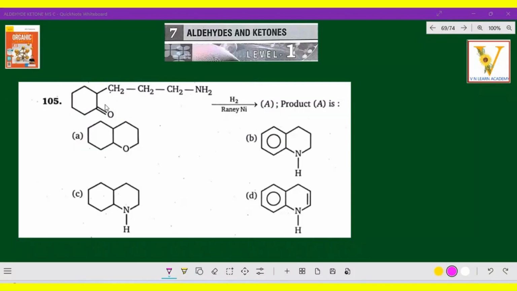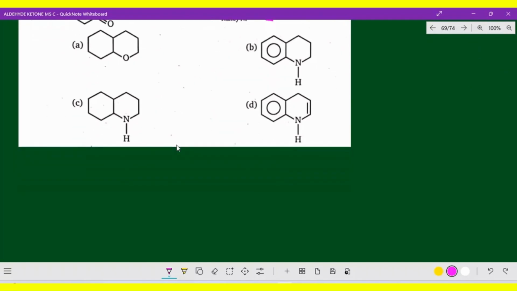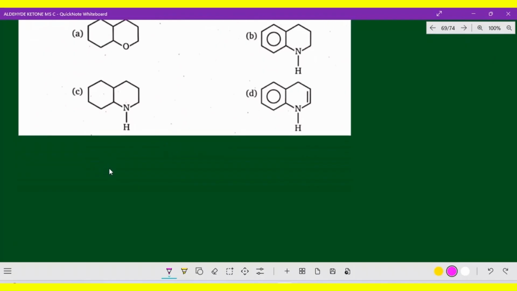Here the compound A, actually this compound, is reacting with Raney's nickel reduction. So you are getting compound A, that means the product A. What is the product A? Now this is actually a very interesting question. I just mentioned the question for you to understand. Here this compound is connected with C double bond O, and then CH2. How many CH2? 1, 2, 3. Right, CH2, CH2, NH2.